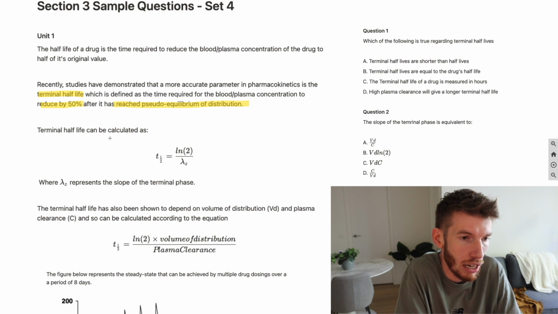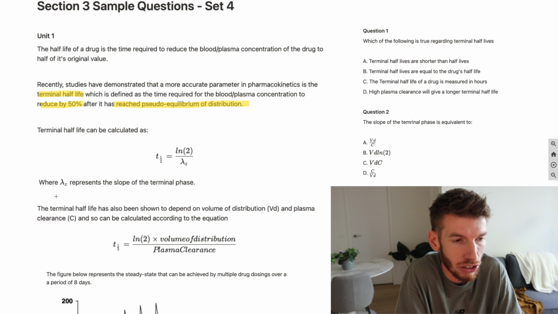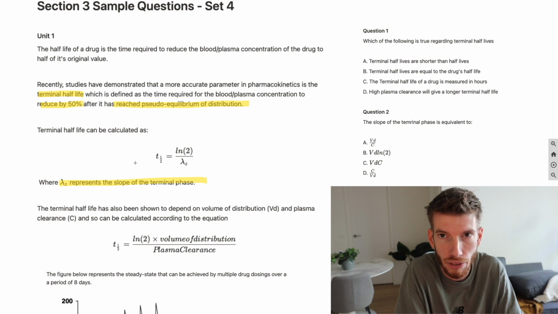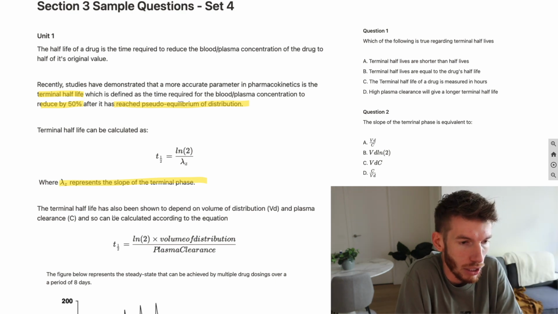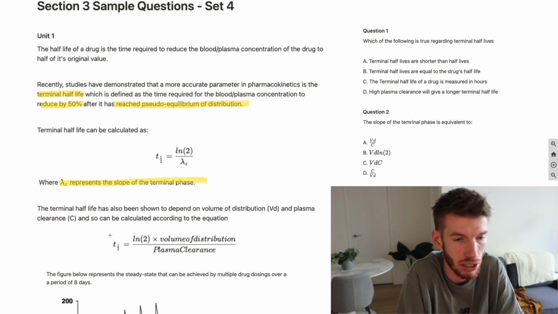So then we've got terminal half-life can be calculated as, so obviously really important. But again, let's just jump straight to what the variables are. We can see a natural log of 2 and lambda z, which represents the slope of the terminal phase, which again is a whole lot of stuff that we're not familiar with, so we're just going to make note of that for the moment. Then the terminal half-life has also been shown to depend on the volume of distribution, VD, and plasma clearance, C, and so can be calculated according to the equation, blah, blah, blah, right? So two different ways to calculate them, and we'll pay attention to these formulas.